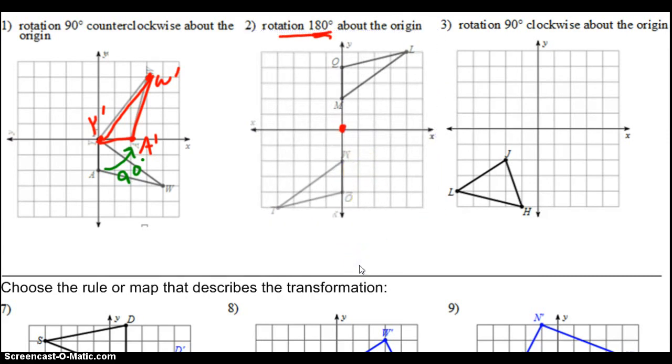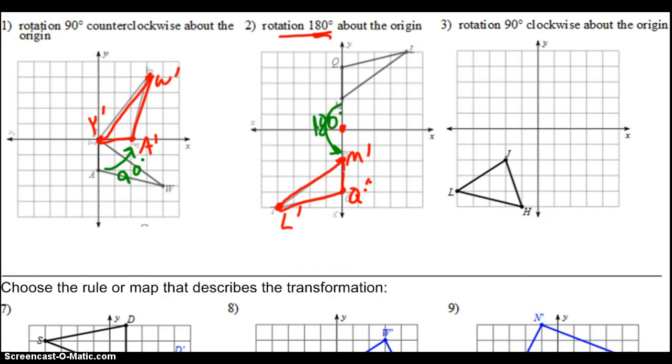So it looks like my new M is going to be right here, so that's M prime. My new Q is going to be here, Q prime. And my new L is going to be right here, L prime. And so you can draw that figure. And again, we did a 180 degree turn right around the origin, 180 degrees right there.